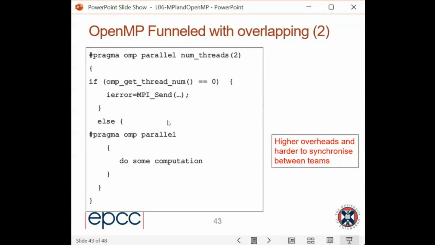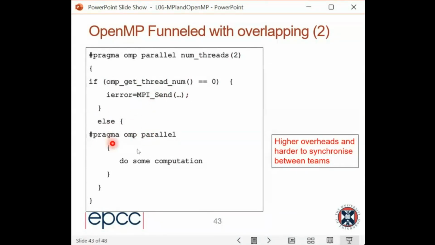If you want to do overlapping, you have to basically do a nested parallelism. So you have to say, I'm going to have a parallel region, but I'm going to spawn two threads at this level. Then the first thread does the execution of the MPI, else a single thread enters here.